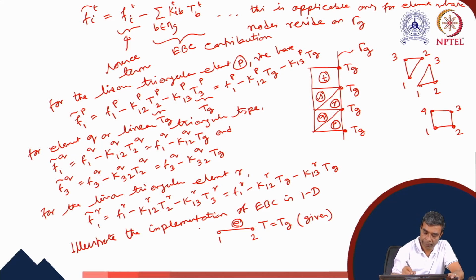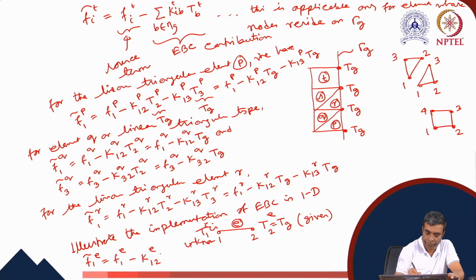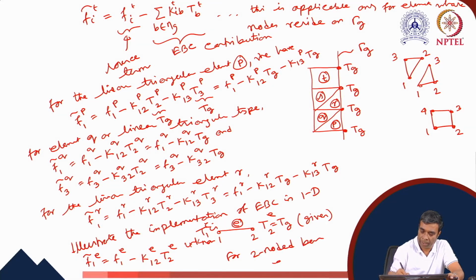In this case, temperature is unknown at the local node 1, or T1E is the unknown quantity and T2E is the given quantity. So we have to find out F1E. So F1E tilde will be F1E due to source term minus K12E T2E. This is for 2 noded bar elements.